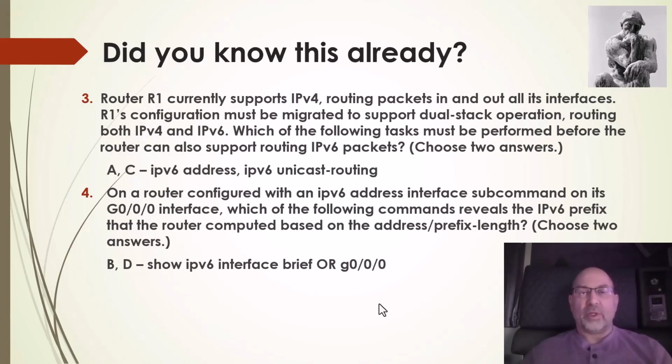Router 1 currently supports IPv4, routing packets in and out of its interfaces. Router 1's configuration must be migrated to support dual stack for both. Which of the following tasks must be performed before the router can support IPv6? Well, we know the answer to that one. We've got to turn on IPv6 unicast routing and then give the interfaces their IP addresses.